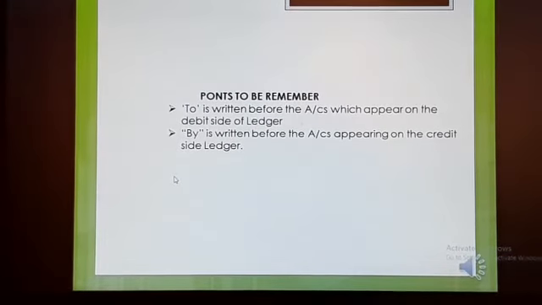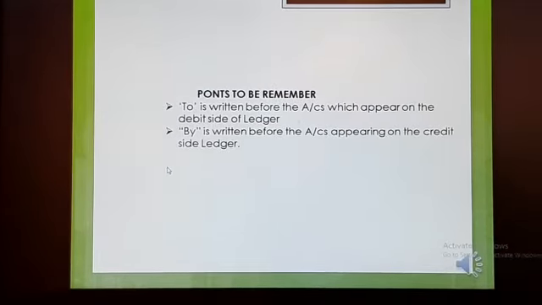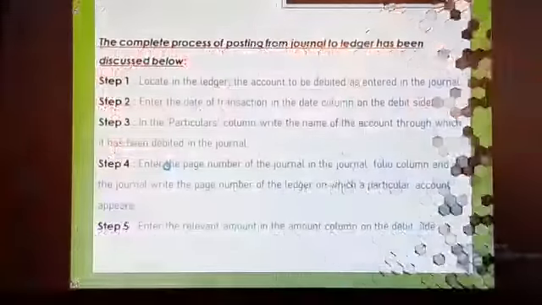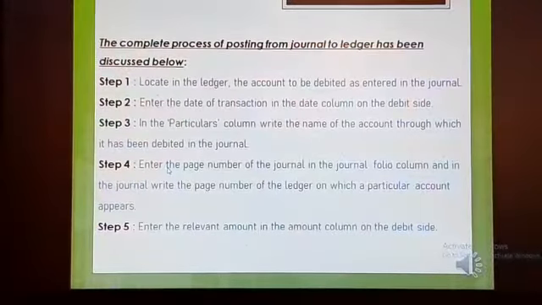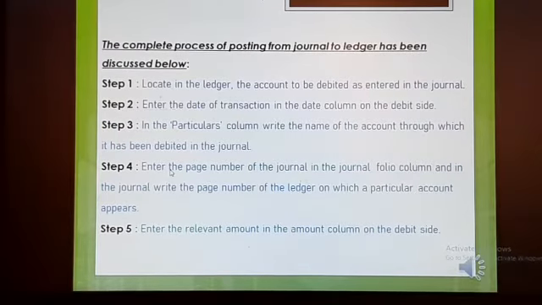Students, remember these points. To is written before the accounts which appear on the debit side of the ledger. By is written before the accounts appearing on the credit side of the ledger. The complete process of posting from journal to the ledger has been discussed below.